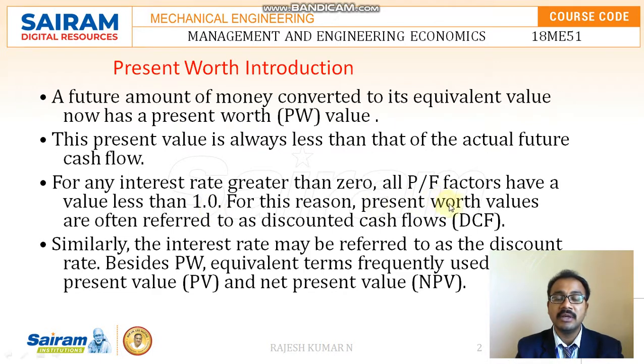For this reason, present worth values are often referred to as discounted cash flows, in short form DCF. We need to remember it very well: when I speak about present worth, it is always a DCF, that is the discounted cash flows. Similarly, the interest rate may be referred to as the discount rate. Besides present worth, the equivalent terms frequently used are present value and net present value. We should be very careful, because in some textbooks, instead of PW, they will go with either PV, that is present value, or with net present value, NPV.